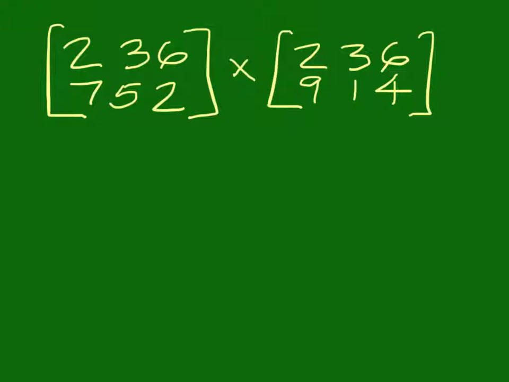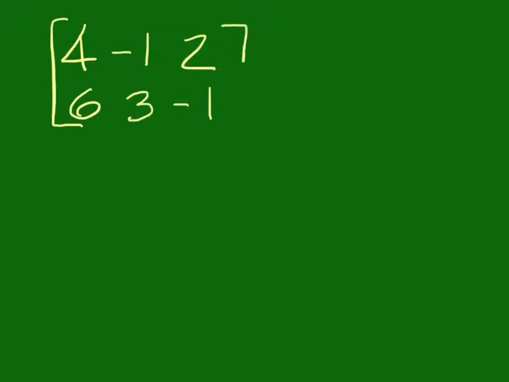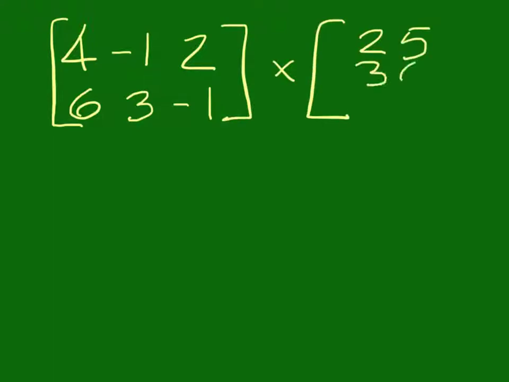The solution to the practice problem is no, because it has 3 columns and 2 rows. Those don't equal up. This is a practice. This one is 4, negative 1, 2, 6, 3, negative 1. And this one is 2, 5, 3, 6, 7, 4. On this one, we'll check it to see if it'll work. This is 1, 2, 3 columns and 1, 2, 3 rows, so it does match up.